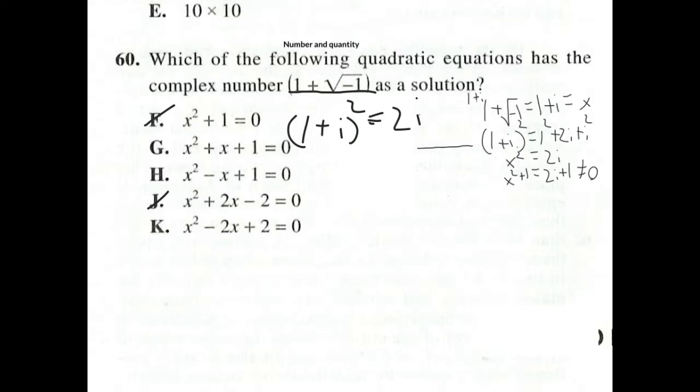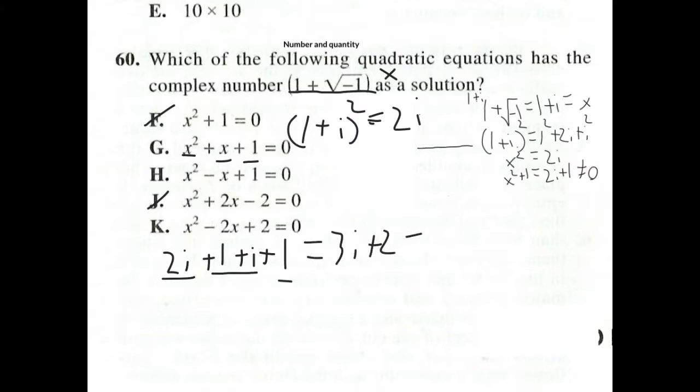So let's try it with G. It says x squared, so we already know that equals 2i, plus x, and remember, this here is our x, which is equal to 1 plus i, so plus (1 plus i), plus 1 right here. X squared is this, plus x is this, 1 plus i, plus 1 right here. And this is supposed to equal 0, but as you can see, it equals 3i plus 2, which is not equal to 0, so we know it's not this.